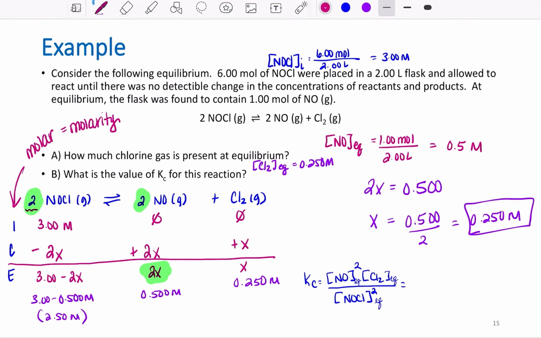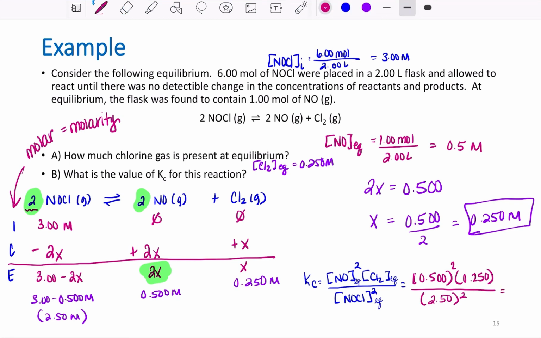Plug in our values, and we have for NO concentration at equilibrium, we have 0.500, that quantity is squared. For Cl2, we have 0.250, and for NOCl, we have 2.50. That quantity is also squared.